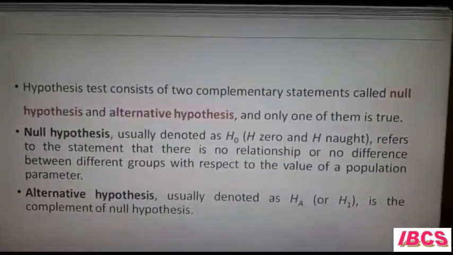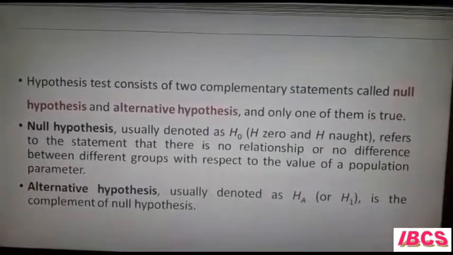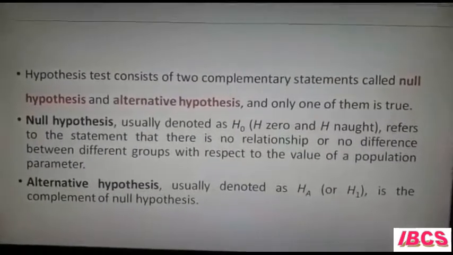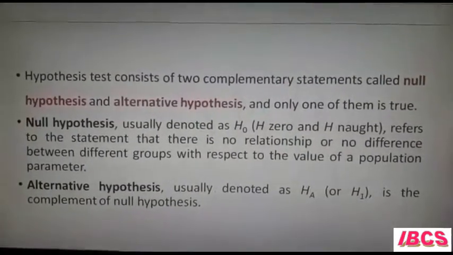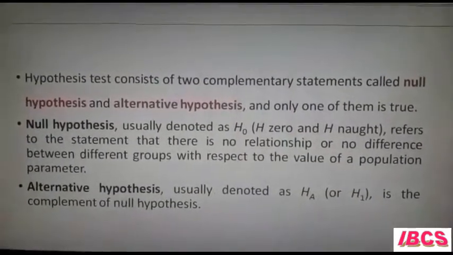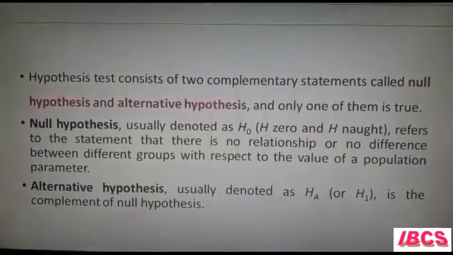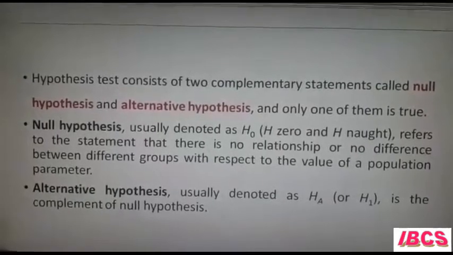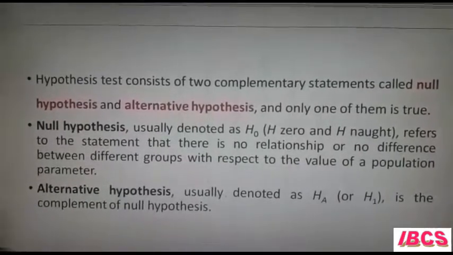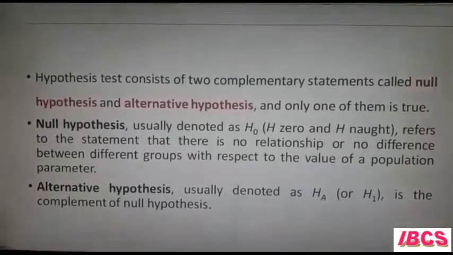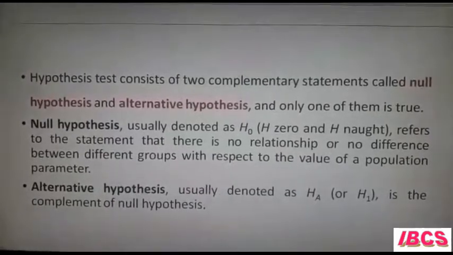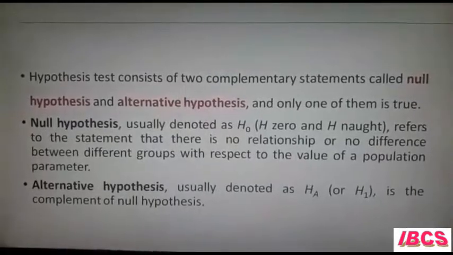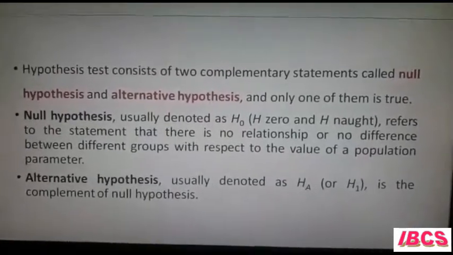The hypothesis test consists of two complementary statements, one talking about the null hypothesis, one talking about the alternative hypothesis. Of the two hypotheses, only one of them is true. The null hypothesis is denoted as H naught, which refers to the statement that there is no relationship or no difference between different groups, and the complement of that is represented as H1, that is, the alternative hypothesis.